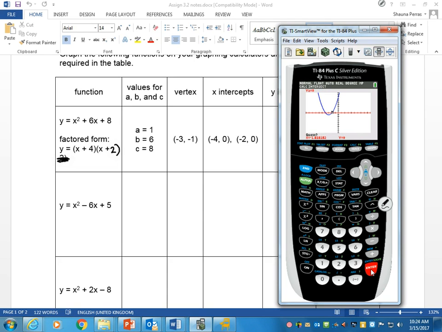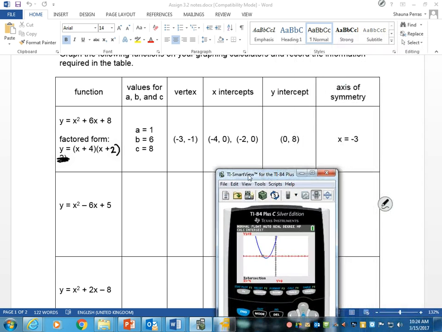That's right over here. And so we got an intersection of negative 2, 0, and then I can go second trace intersect. And guess right about there. Gives us negative 4, 0. So then we have our two x-intercepts that we can write down.